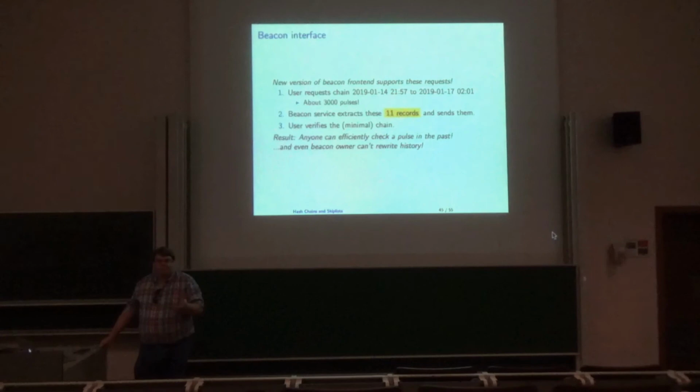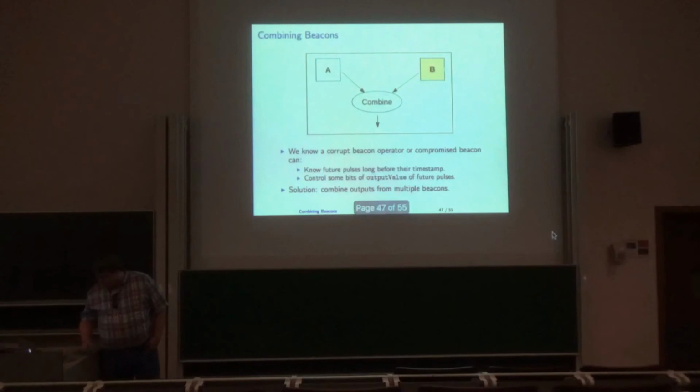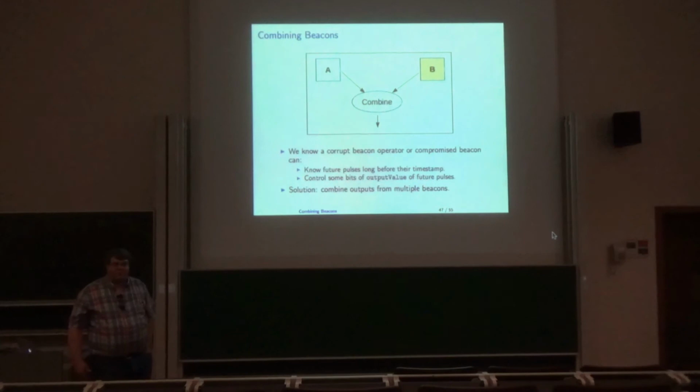So the last security thing I want to talk about is combining beacons. We know that a corrupt beacon operator can know future outputs or control future outputs. And this is obviously an issue if you want to use this beacon for something where there's a lot of money involved, or where you just have a trust issue. If you want to do elections, okay, NIST is part of the US government. Maybe you don't want to have the US government have control of your elections. One nice solution for this is to combine outputs from multiple beacons. So there's no one beacon that can screw you over. It would have to be a combination of multiple ones.